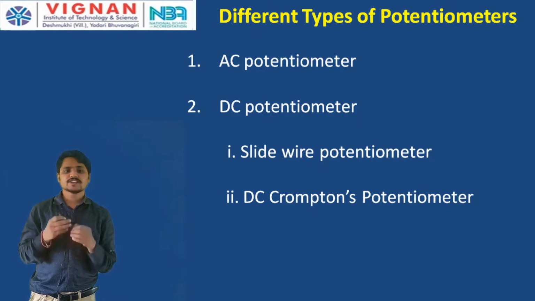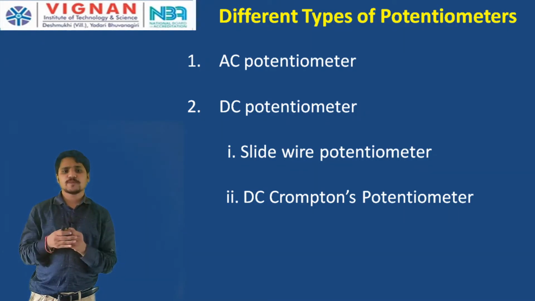That means in DC there is no phase difference. So phase difference does not exist in DC. Therefore, we will talk about the DC potentiometer to understand. Okay, so first of all we will consider the DC potentiometer. So what is its working principle and operation? Later we will switch on to the AC potentiometer.